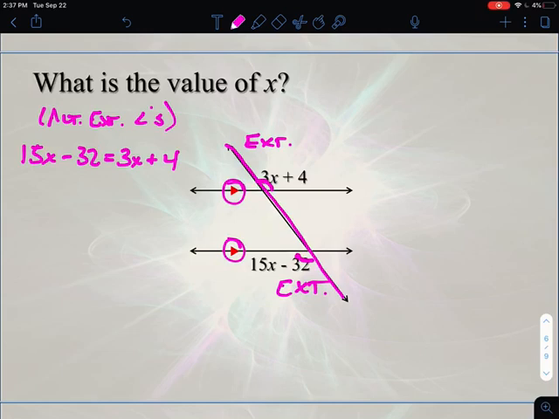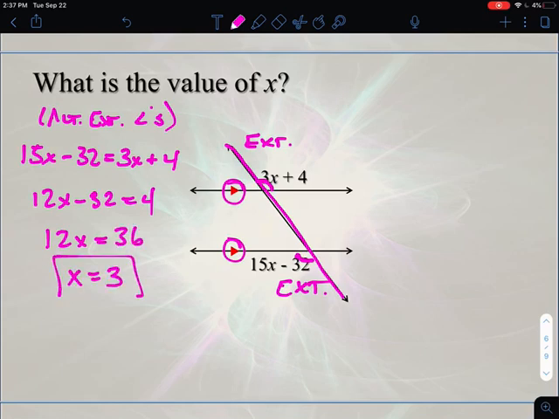So I know they're equal to each other. Now if I want to find x, all I have to do is solve. So I subtract 3x from both sides. 12x minus 32 equals 4. Add the 32 to the right, 12x equals 36. And then if I divide both sides by 12, x would equal 3.